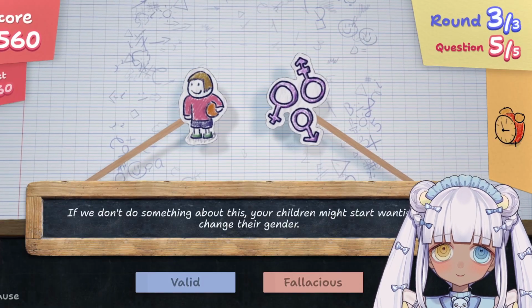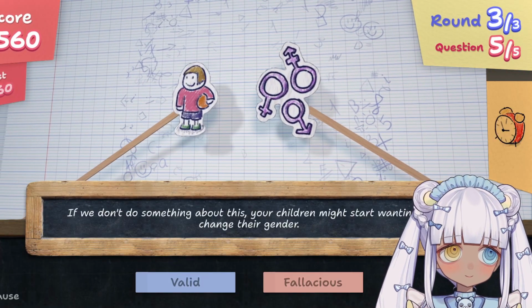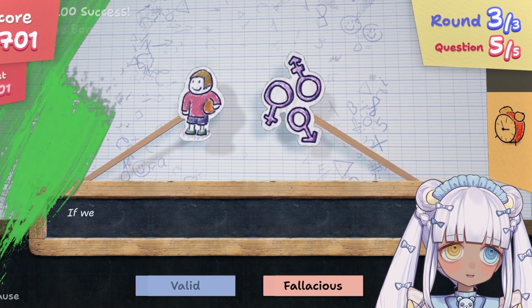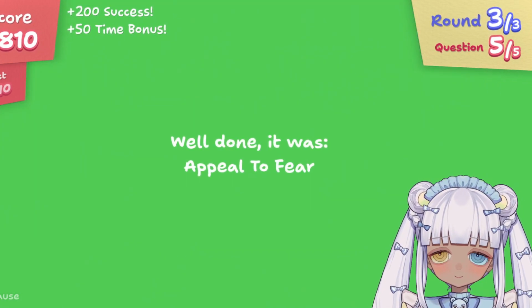Alright, if we don't do something about this, your children might start wanting to change their gender. Fallacious. Appeal to fear.